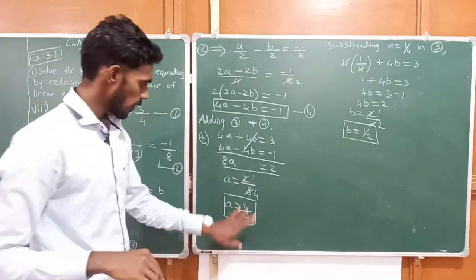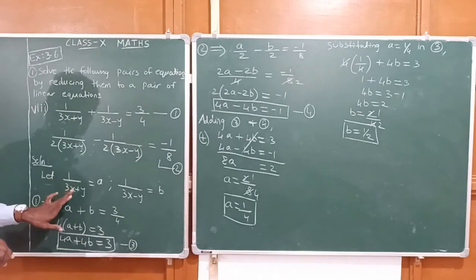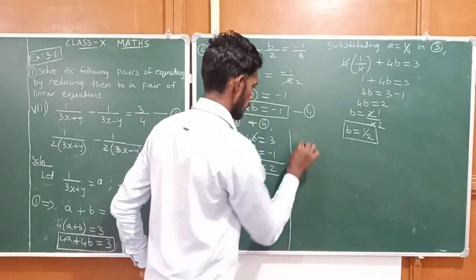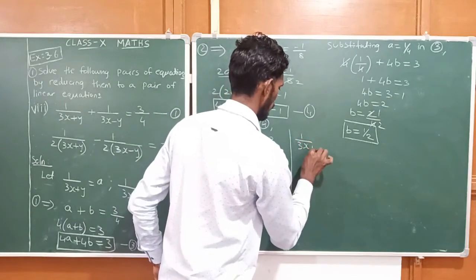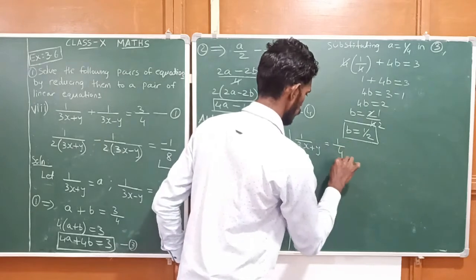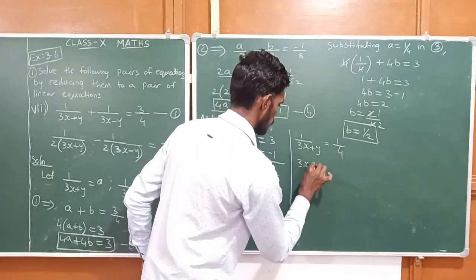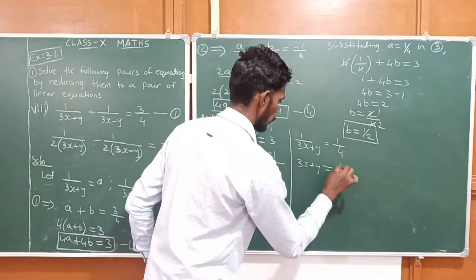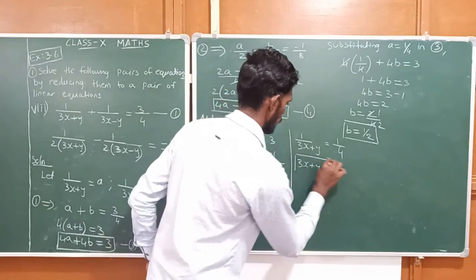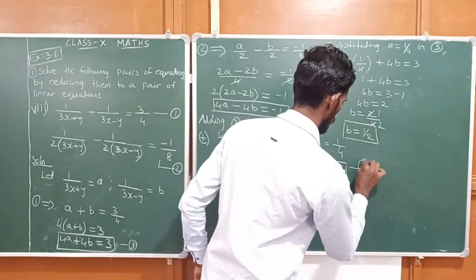Okay, so a is 1 by 4, b is 1 by 2, but we have the assumptions 1 by 3x plus y is equal to a. Now we are going to substitute in that assumption, 1 by 3x plus y is equal to a, that is 1 by 4. Now just cross multiply 3x plus y into 1 is equal to 4 into 1. So we are getting equation like this. Mark this as equation number 5.